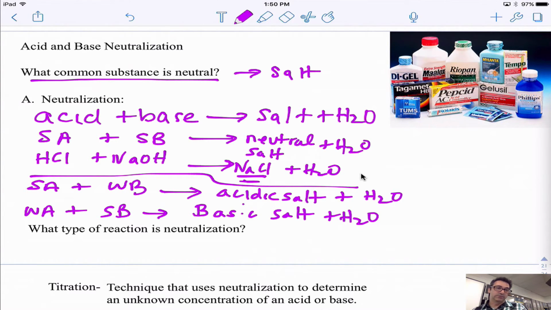On the reagents, they really don't talk about acidic, basic, or neutral salts. They kind of just treat them all as acid plus base yields salt plus water.